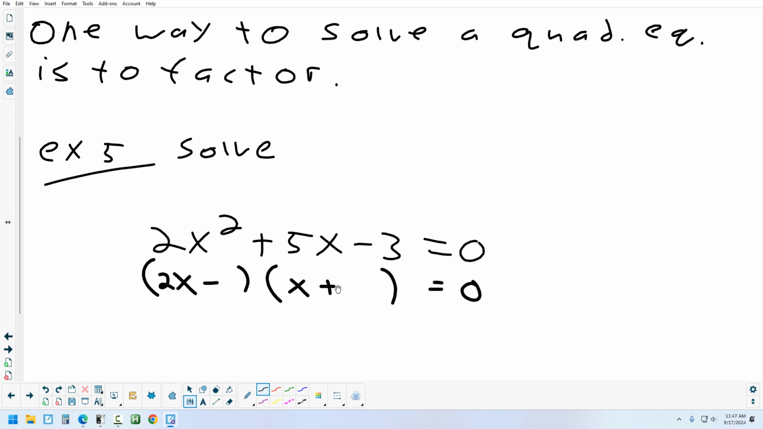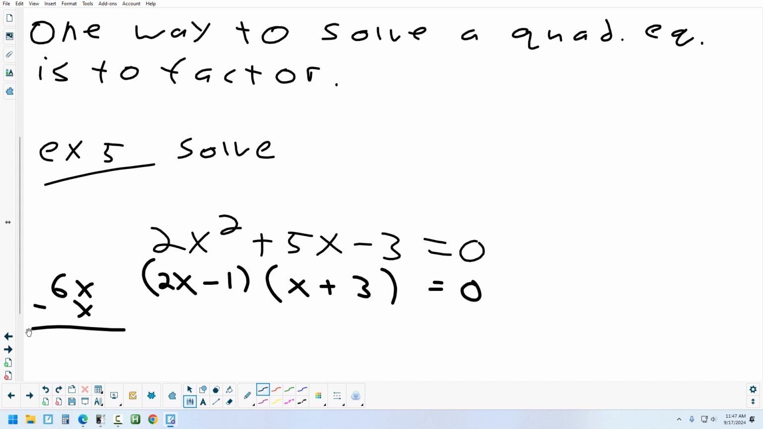1 and 3. And I would do them in that order. Let's check it. 2x squared. 2x times 3 is 6x. Negative 1 times x is negative x. And 6x, take away 1x, 5x. Perfect.